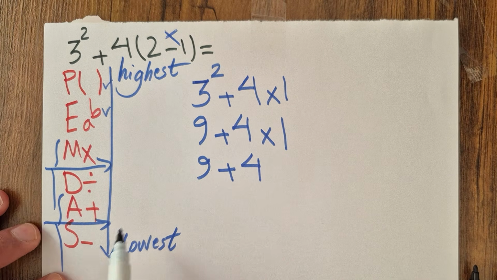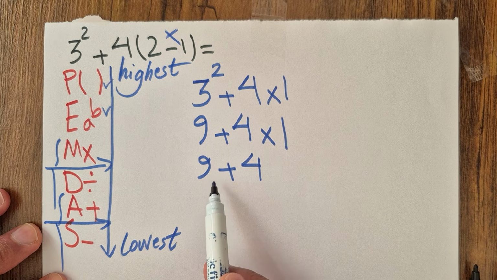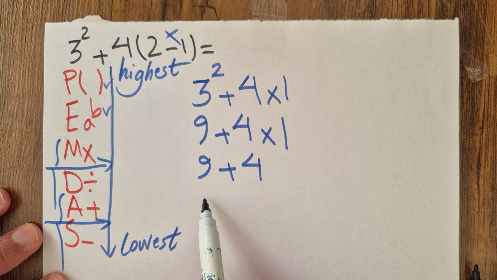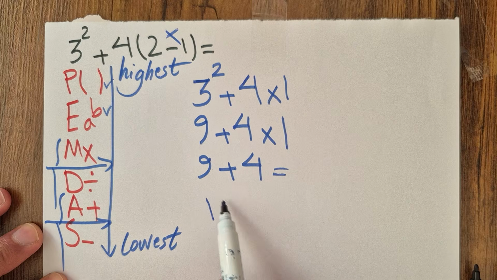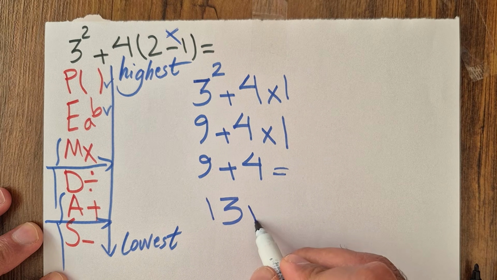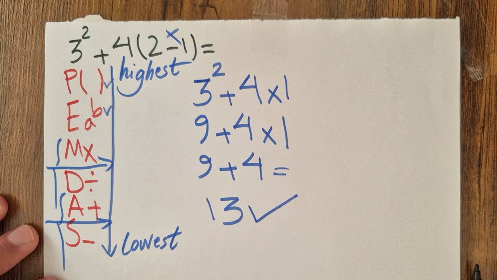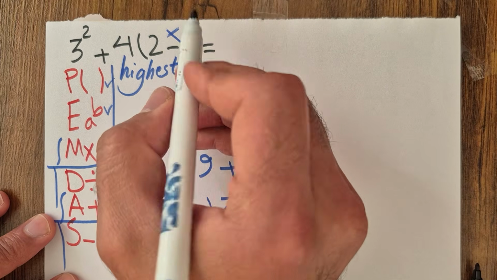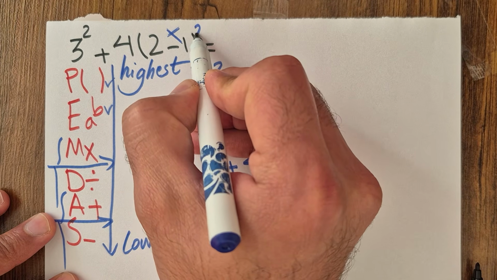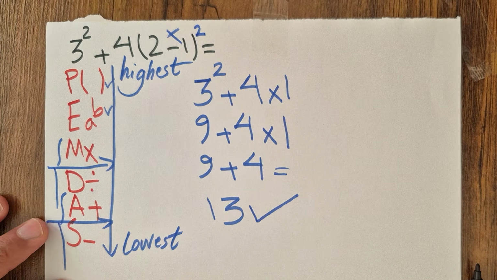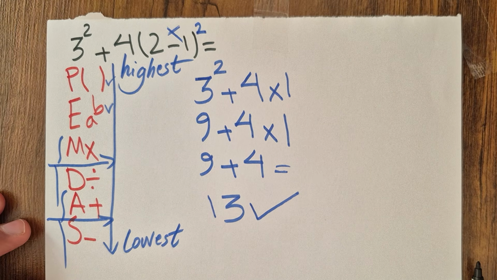And finally, just an addition. So 9 plus 4 gives us 13, and that's the final answer. So for your homework, what would the answer be if we had 2 minus 1 inside the brackets and squared?